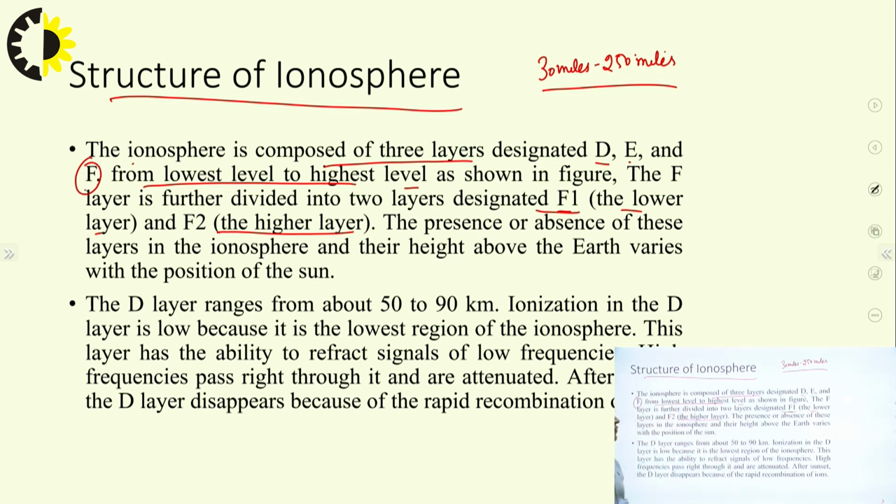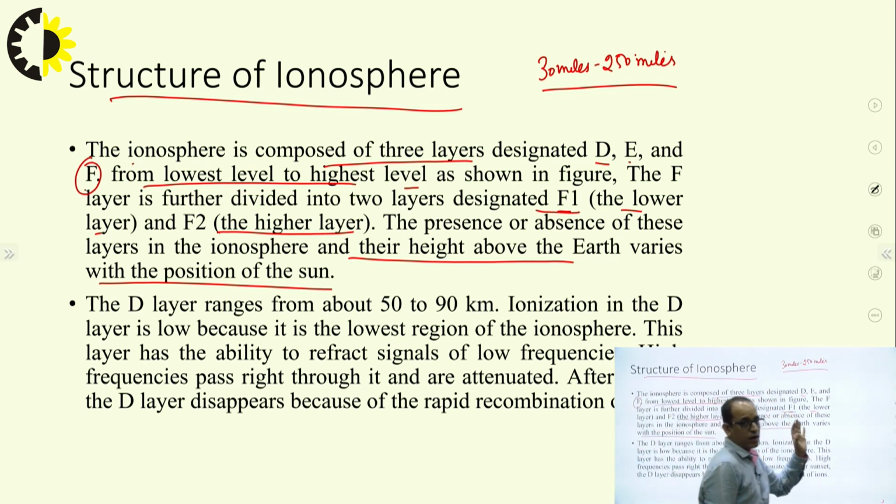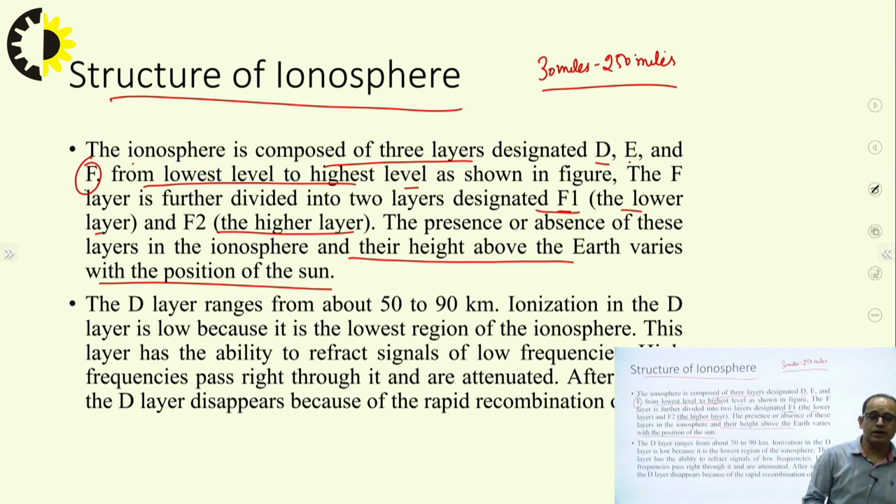The presence or absence of these layers in the atmosphere and their height above the earth varies with the position of the earth. Means the presence or absence of these layers mainly depends on the position of the earth. Let's say first of all we'll talk about the first layer, the D layer. This D layer ranges from what?